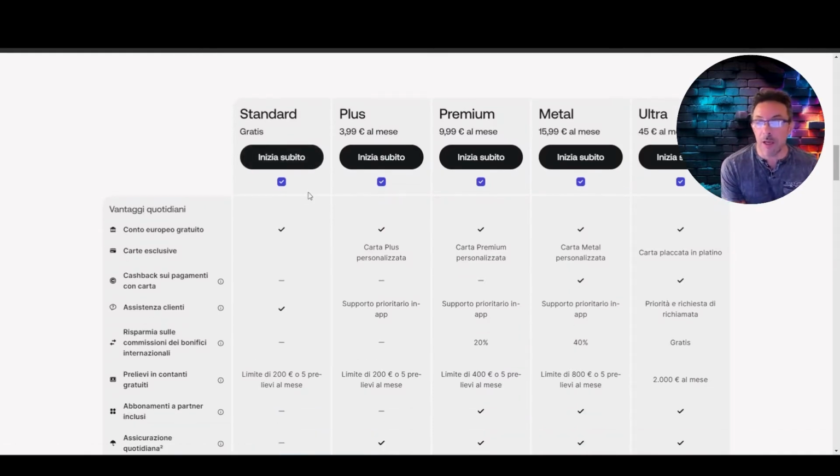So the card plans are Standard, Plus, Premium, Metal, and Ultra. Obviously, the Standard one is free, so you don't have to pay anything. It's a free European account, and you get customer support via the app.